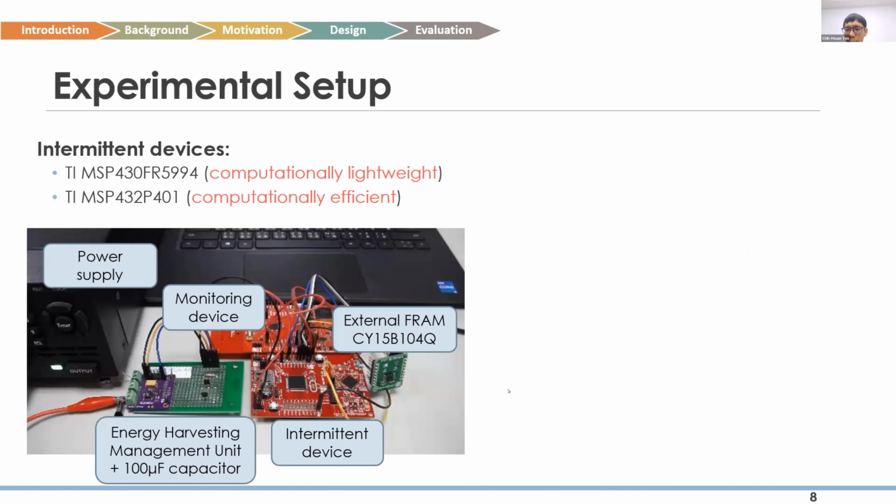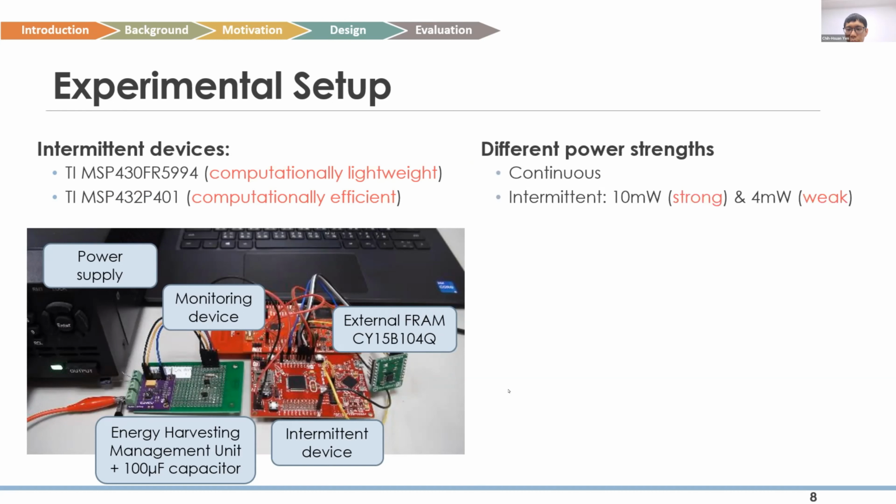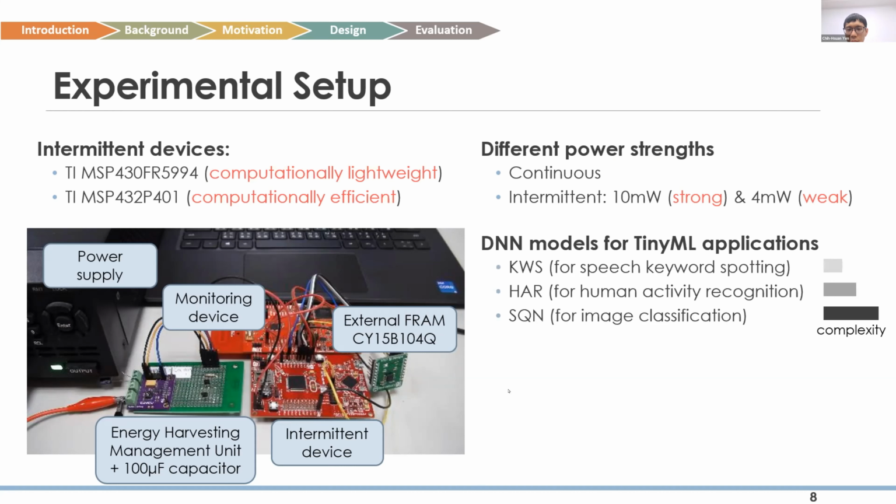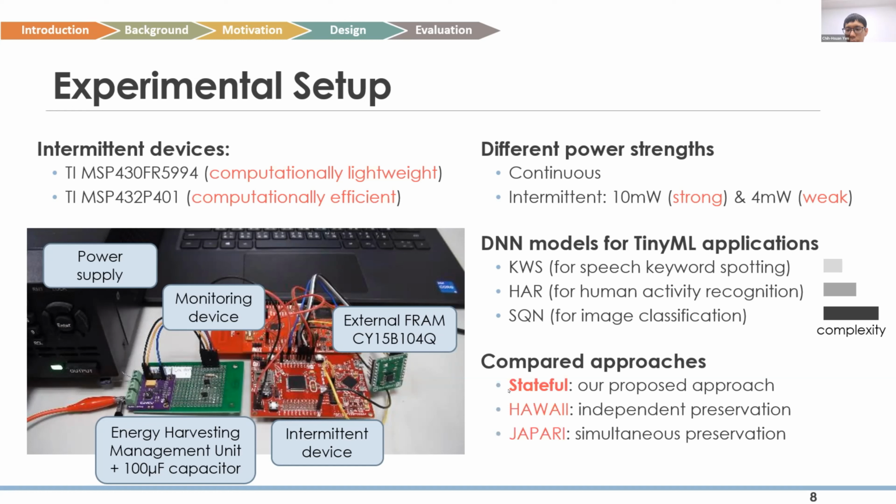We evaluate our approach on two Texas Instruments microcontrollers with different computational efficiencies. Experiments were conducted under continuous power as well as under intermittent power with strong and weak power strengths, producing different power interruption rates. We evaluate Stateful with three different DNN models with varied levels of complexity, representing those typically used in TinyML applications. We compare Stateful against Hawaii as well as Japari, both of which are state-of-the-art intermittent inference techniques.